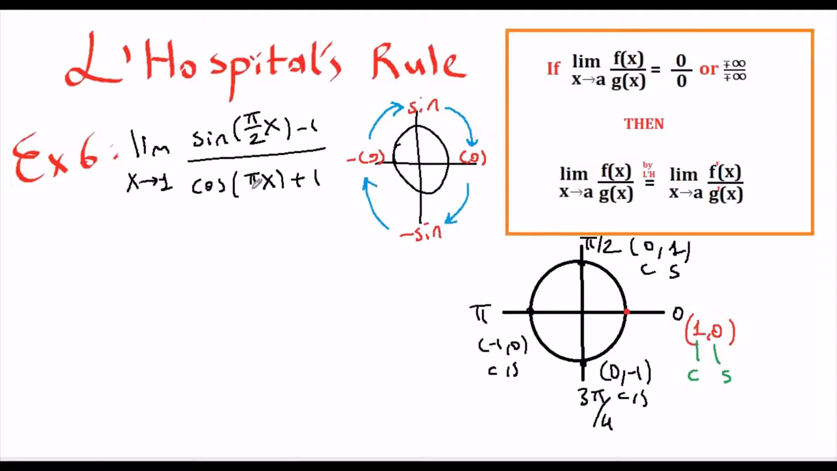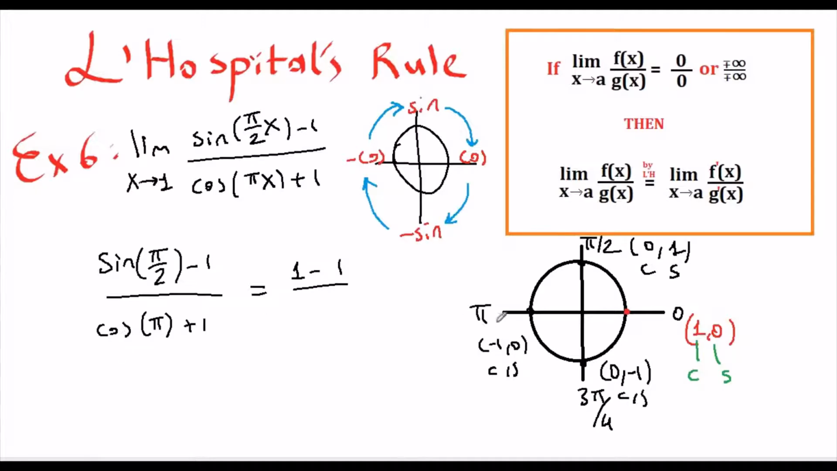Now we can start. When we plug in x as 1, we obtain sine of pi over 2 minus 1 over cosine of pi plus 1. Sine of pi over 2 is equal to 1, and we have negative 1 here. Cosine of pi is equal to negative 1, and we have plus 1 here. So we have 0 over 0 indeterminate form, so we have to use L'Hopital.